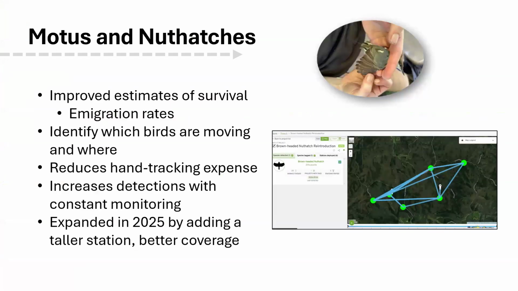The whole point of this project, in addition to reintroducing this population to Missouri, is that we want to improve estimates of survival using immigration rates that hopefully we can extract using these Motus detections. Identify which birds are moving and where. It reduces hand tracking expense, and it really increases those detections, which you would likely miss while hand tracking. And we have expanded this year by adding that taller station. That station is on a fire lookout tower, so it's much higher, and I think we'll get much better coverage for those birds that are moving northward.